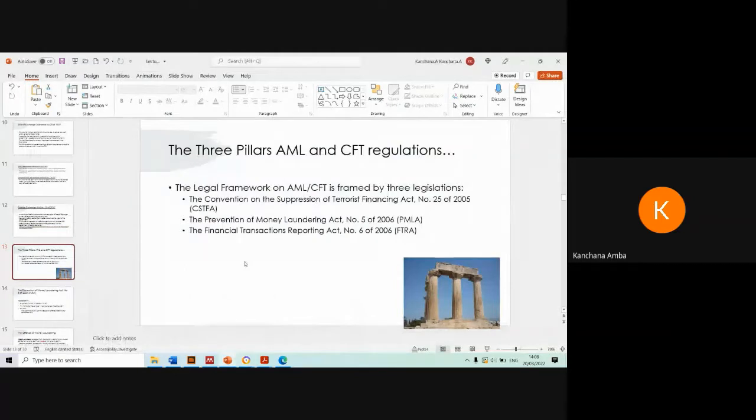AML CFT is really fundamental for payment apps and fintech apps because this has been a bottleneck for innovation. For a long time, compliance required physical verifications, right? So this was problematic for digital payments and innovations, right?